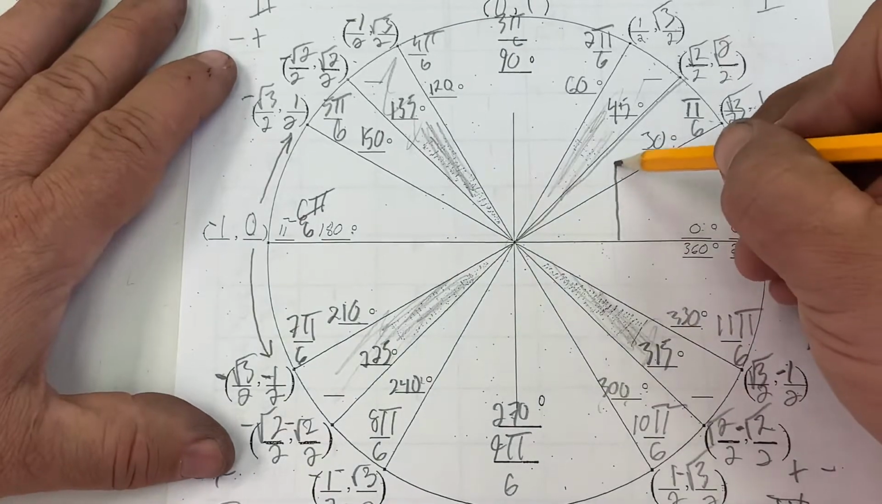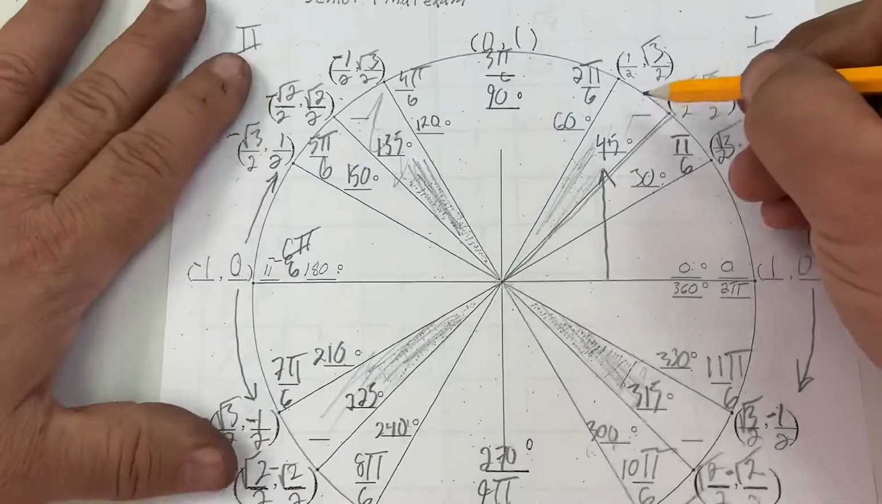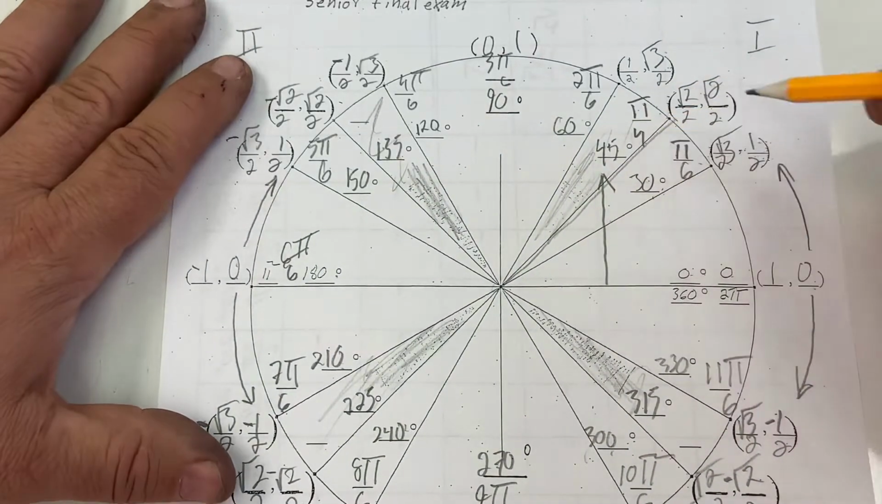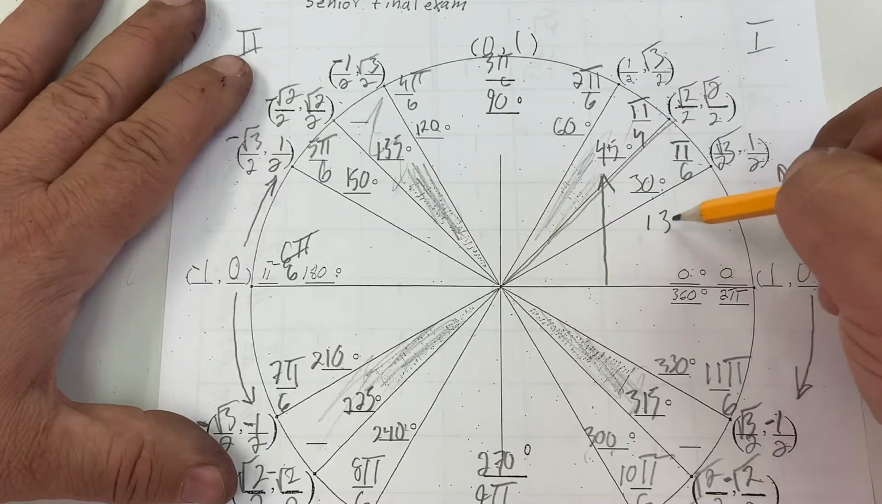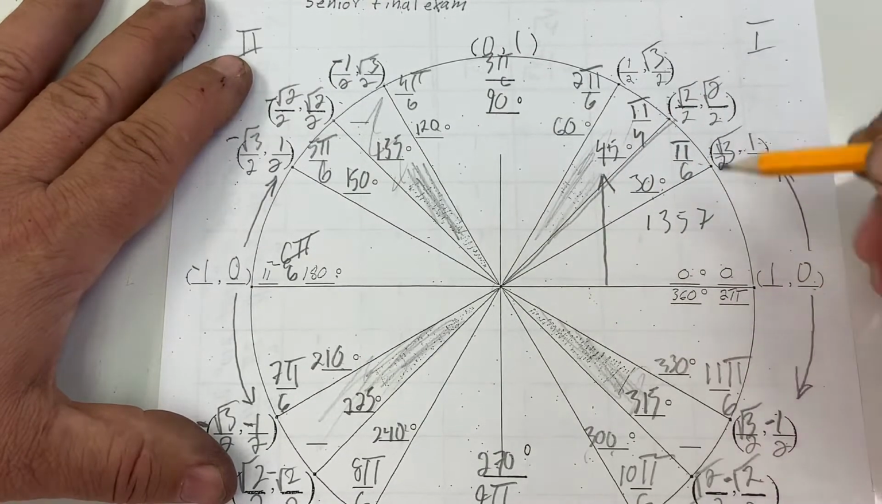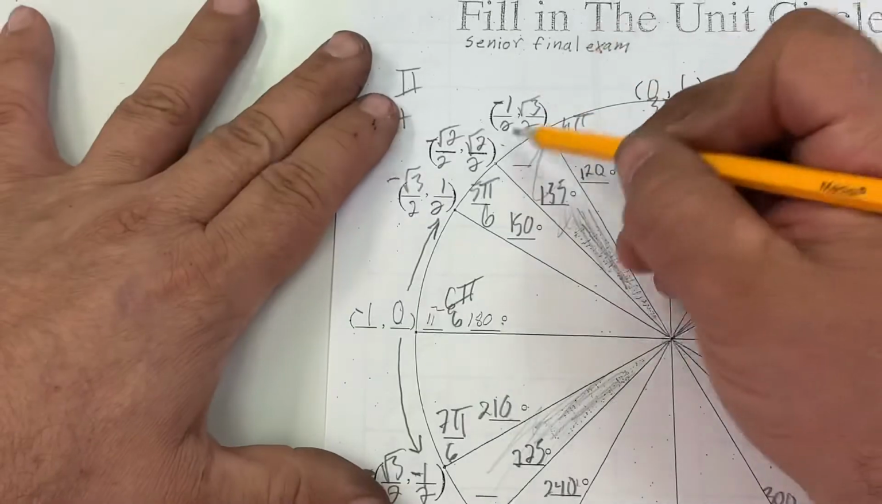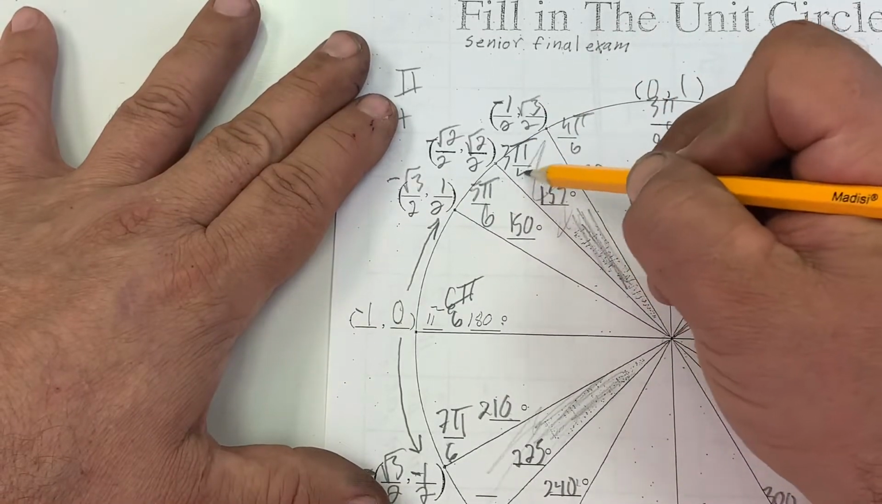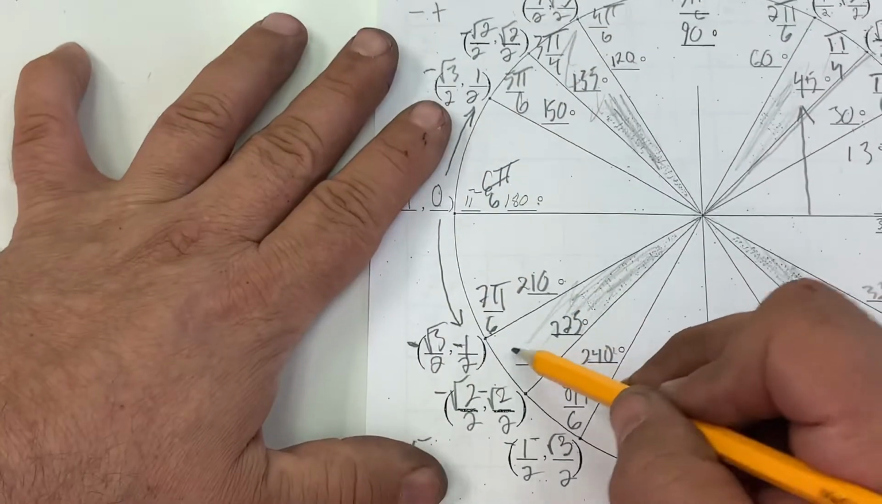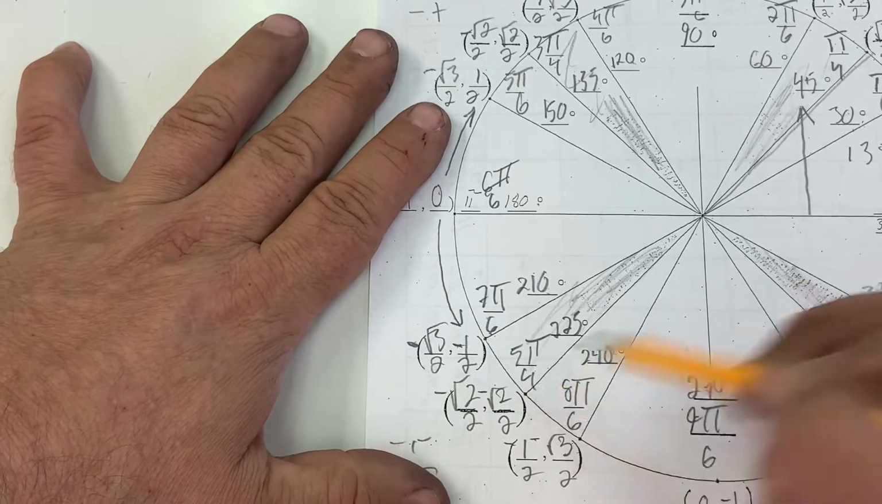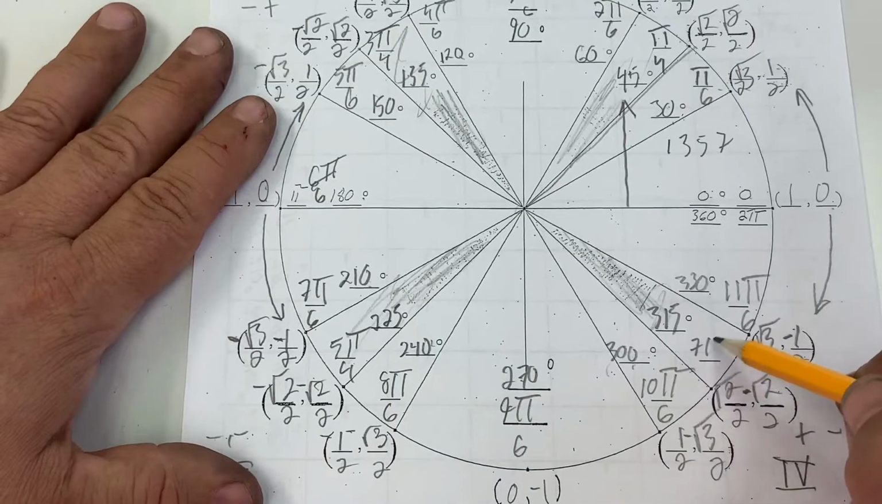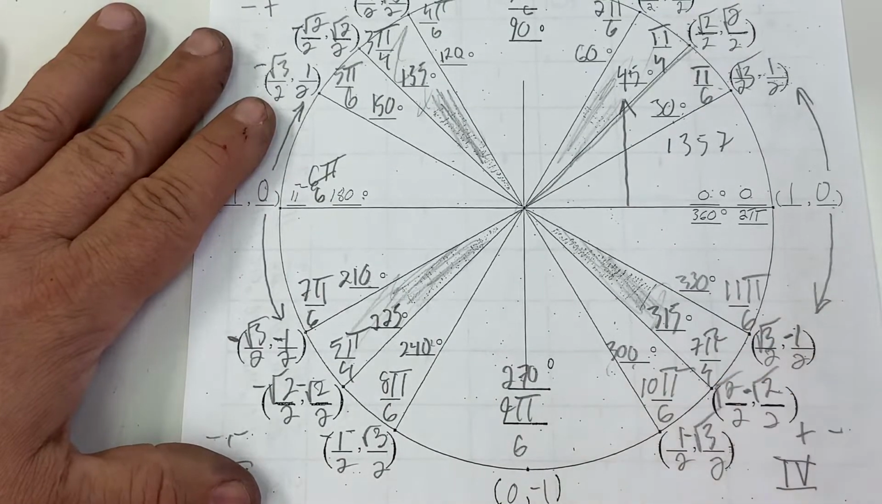This 4 in the 45 is my memory mnemonic that this is 1 pi over 4. And then I'm going to do 1, 3, 5, 7. I'm going to do 1 pi over 4, 3 pi over 4, 5 pi over 4, 7 pi over 4. And that's the unit circle for the senior final.